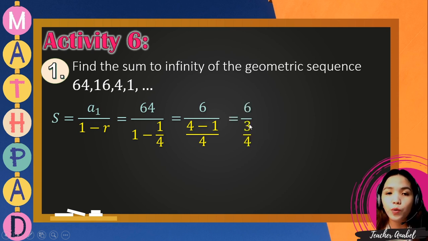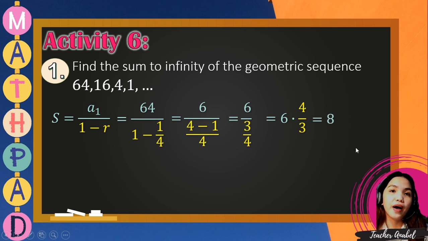And then, we multiply the numerator by the reciprocal of the denominator. So, kinuha natin yung reciprocal nito, di ba? And that is 4 over 3. So, 64 times 4 divided by 3 is equal to 8. Okay? So, therefore, the sum to infinity of the given geometric sequence is 8.